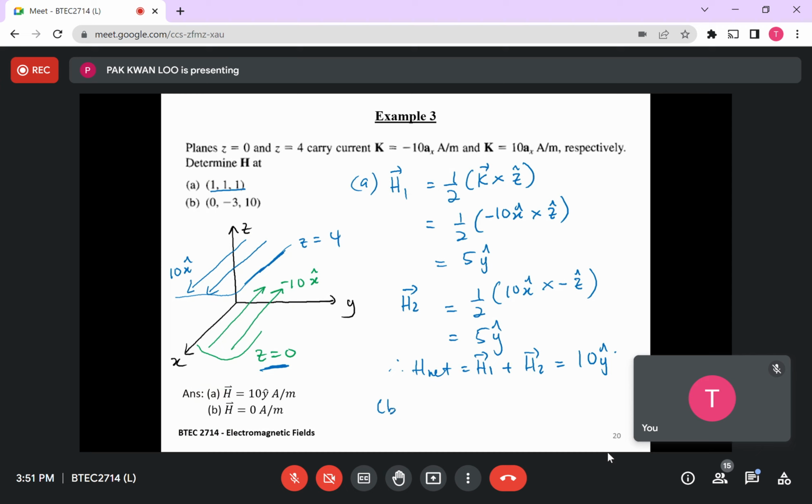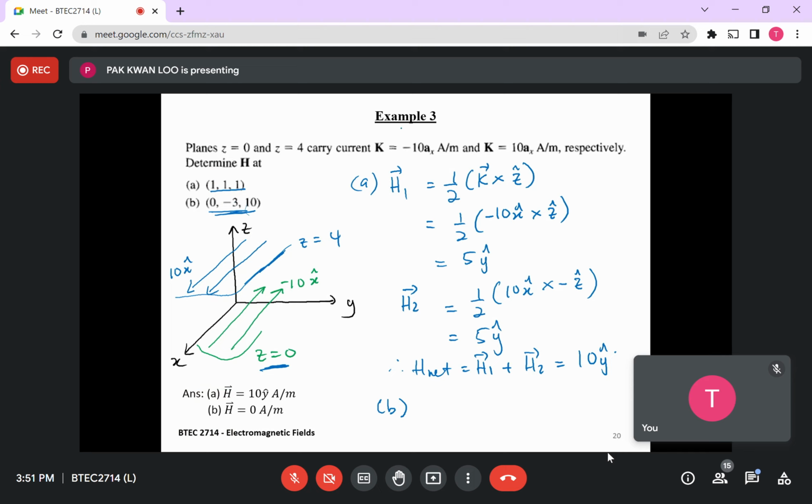So for part B here, it is 0, -3, 10. That means this point is above z equals 4 and also above z equals 0. So it's above the planes here.